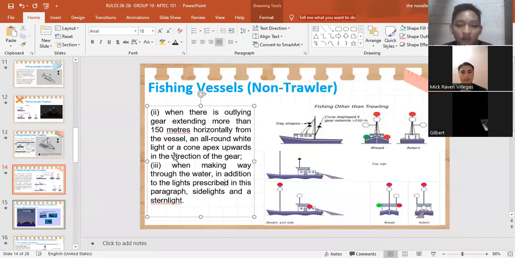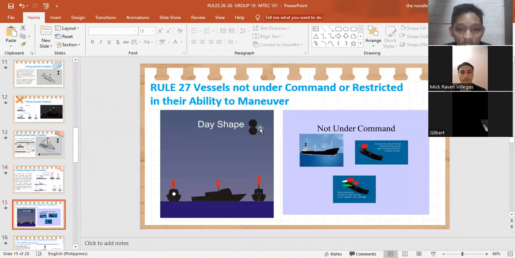The next would be Rule 27, which is vessel not under command or restricted in their ability to maneuver. So we do have pictures here, which is day shape. So we can see two round or spherical shapes. So the color would be red light, so consecutive red lights. So if not under command, this is what we see: just the same two round lights, which are colored red.